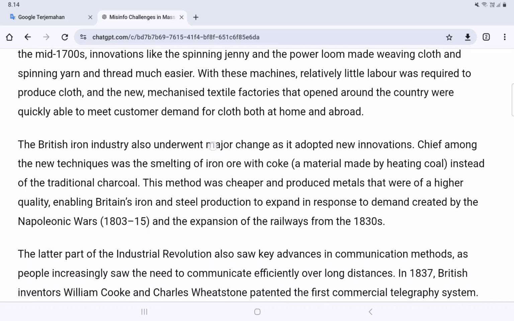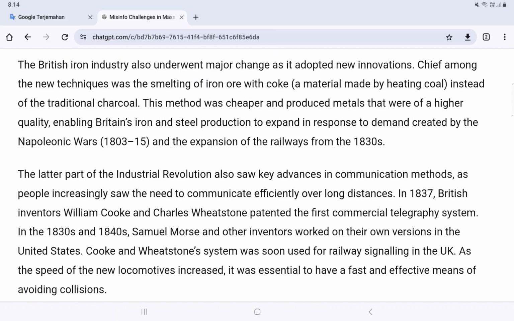The British iron industry also underwent major change as it adopted new innovations. Chief among the new techniques was the smelting of iron ore with coke, a material made by heating coal, instead of the traditional charcoal. This method was cheaper and produced metals that were of a higher quality, enabling Britain's iron and steel production to expand in response to demand created by the Napoleonic Wars, 1803 to 15, and the expansion of the railways from the 1830s.